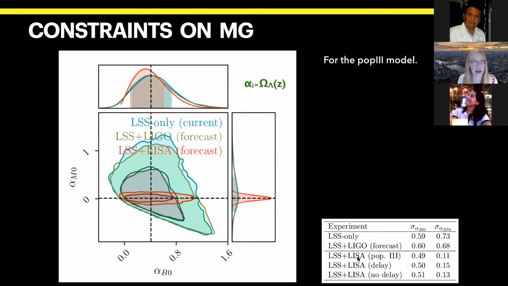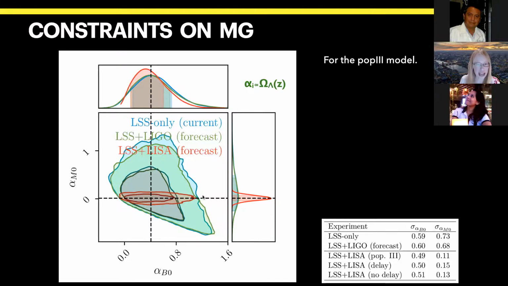And here we go then. That's the sort of final forecast results we get, in this case for the POP3 model. What you're seeing here is constraints on your two parameters, alpha M and alpha B. And actually you're seeing their values at redshift 0 here, where I've assumed some redshift dependence.